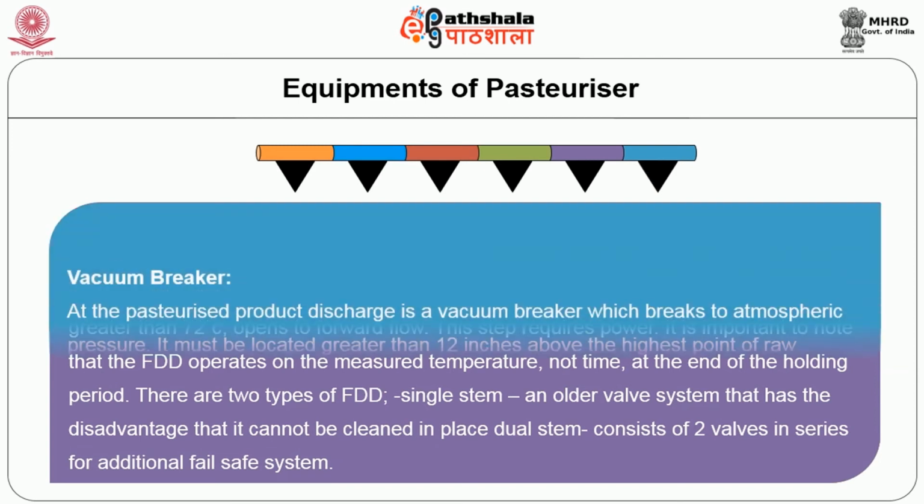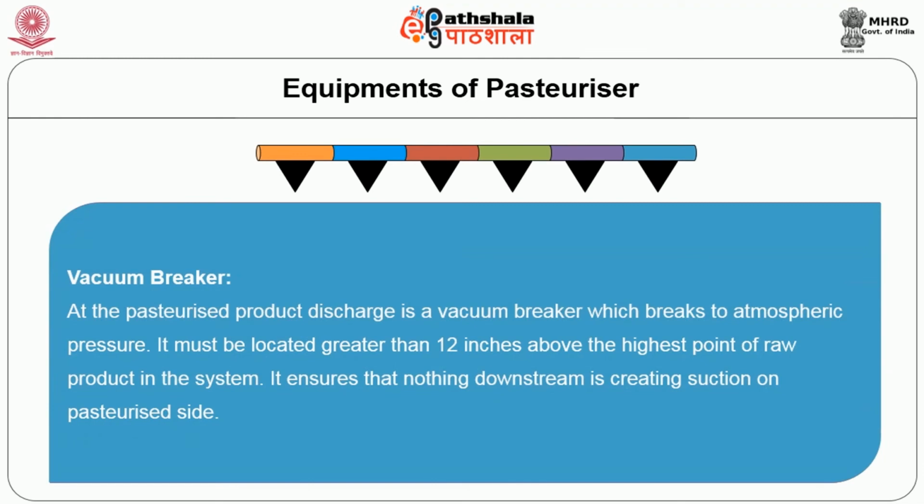The next one is the vacuum breaker. At the pasteurized product discharge is a vacuum breaker which breaks to atmospheric pressure. It must be located greater than 12 inches above the highest point of raw product in the system. It ensures that nothing downstream is creating suction on the pasteurized side.